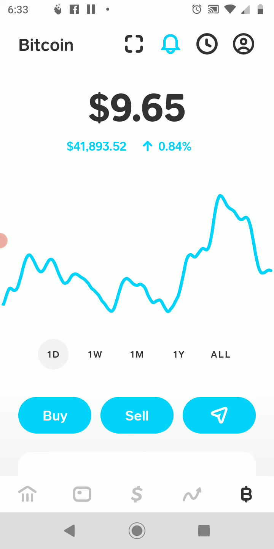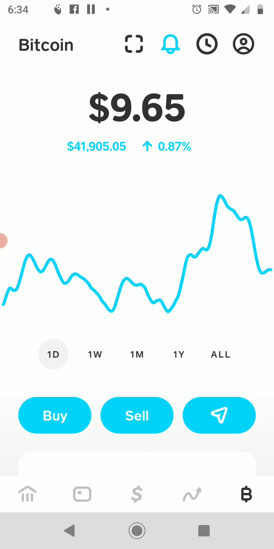And the thing about it, you don't have to buy a whole Bitcoin, because one Bitcoin is right now $41,890. So, that's a chunk of change right there that most people don't have. So you can buy any amount, any share, any fractional share of that amount.